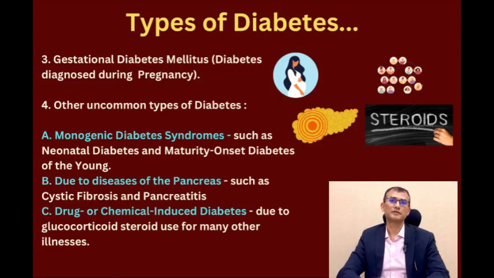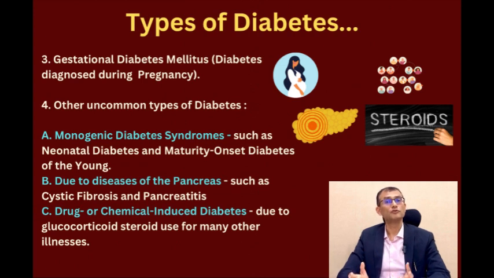The third type is gestational diabetes, which is diabetes diagnosed during pregnancy. And I have made a full video on that, and you can find the link in the description. The fourth is the uncommon types of diabetes. And in that, we have monogenic diabetes, which includes neonatal diabetes and maturity onset diabetes of the young, which affect many people of the same family of different generations.